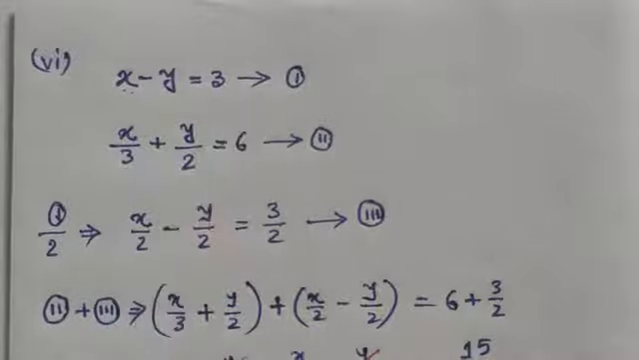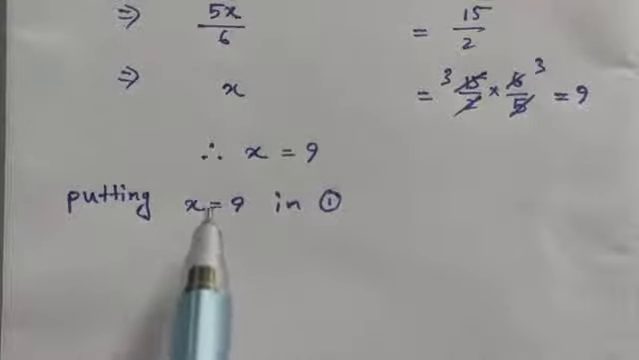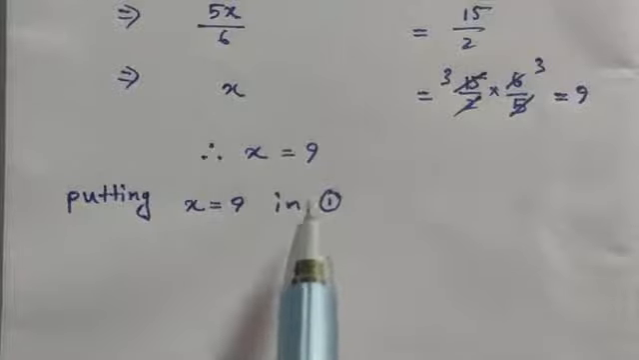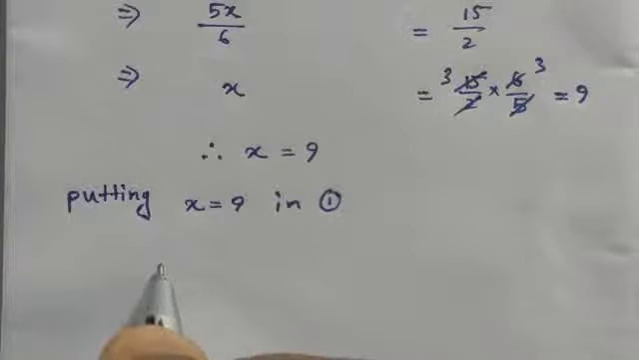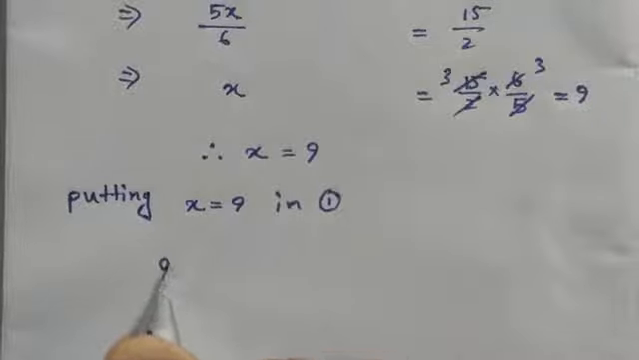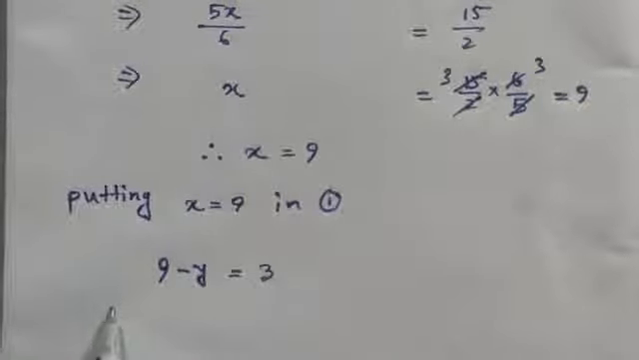So let us do so. For which I have written, putting x equals to 9 in equation 1. What was equation 1? Equation 1 was x minus y equals to 3. Now I am not going to write x, but instead I am going to substitute its value as 9, as we have already obtained. Then 9 minus y is equal to 3.